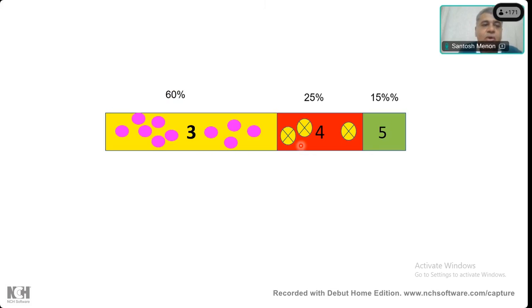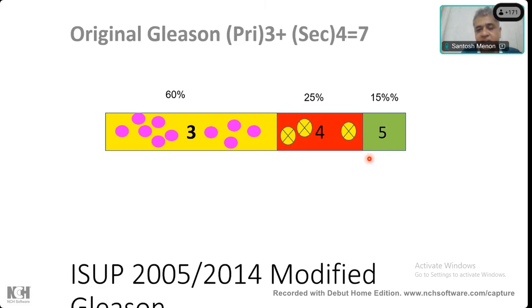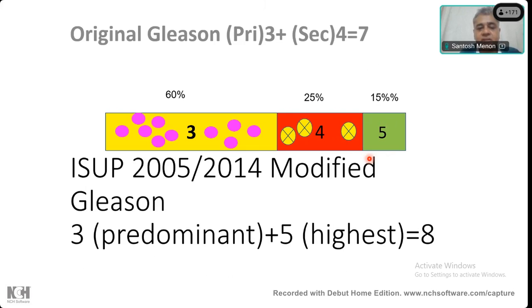So you're not wrong. I'll not say you're wrong. Understand? In the original 1966 Gleason, they would add up the predominant pattern and the second most common pattern. But after 2005, based on a lot of studies and evidence, they have realized that even if pattern 5 is the least common pattern, even if it is less than 5%, you will have to put it in the modified Gleason scoring. So that is the modified Gleason. Understand?